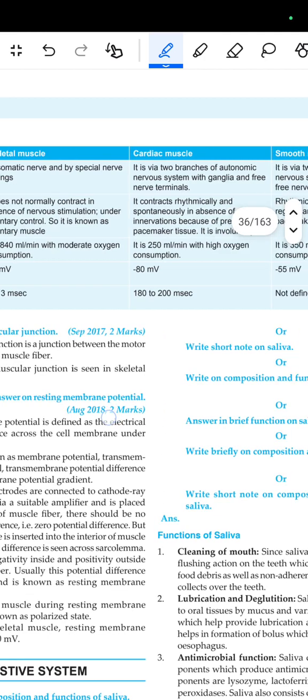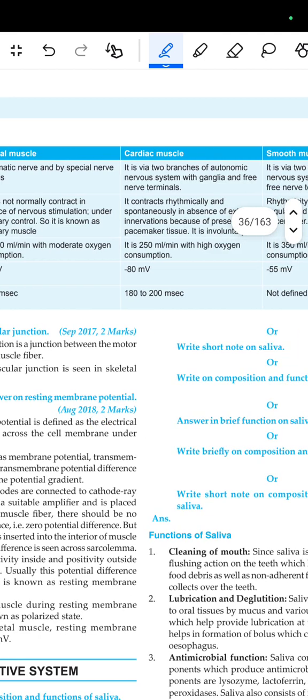Next comes cardiac muscle. It is supplied by two branches of the autonomic nervous system with ganglia and free nerve terminals. It contracts rhythmically and spontaneously in the absence of external innervation because of the presence of pacemaker tissue.